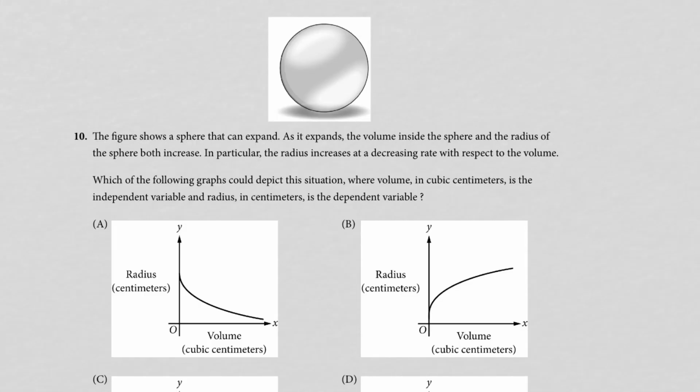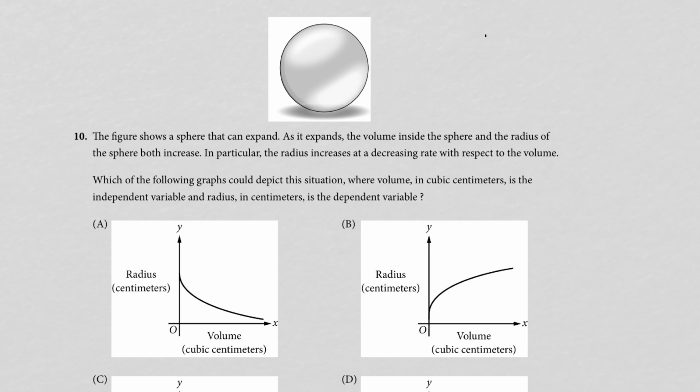Okay, in this question we have a sphere that can expand. Why not just say it's a balloon? Come on. As it expands, the volume and the radius of the sphere both increase. In particular, the radius increases at a decreasing rate. Which of the following graphs could depict the situation where volume is the independent variable and radius is the dependent? Wow.